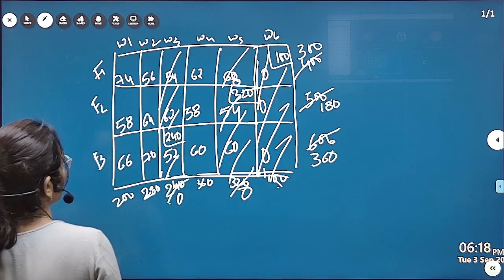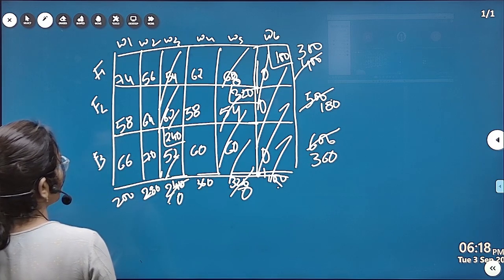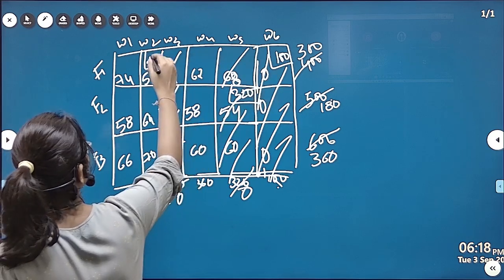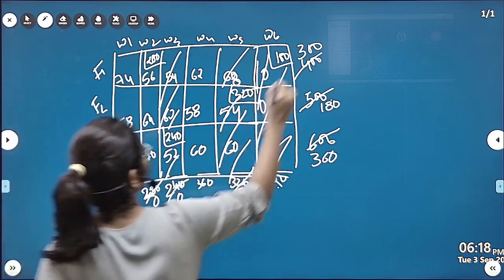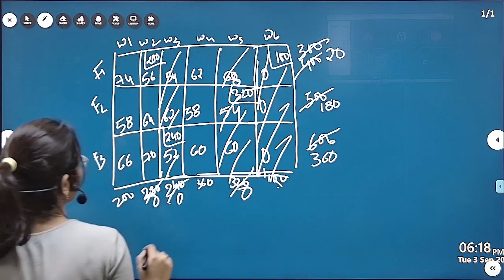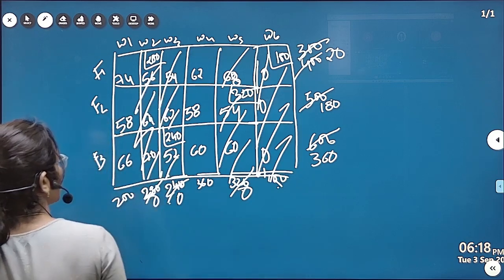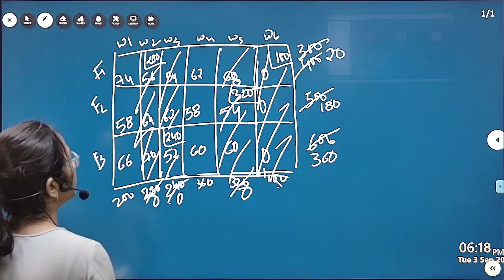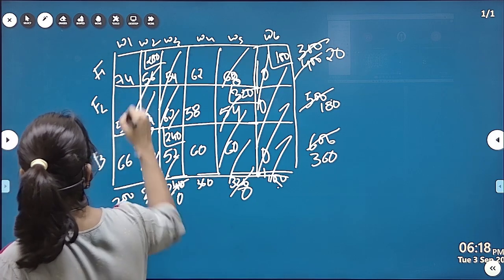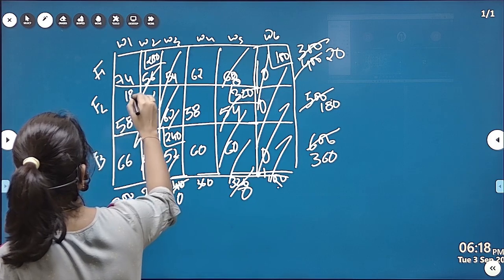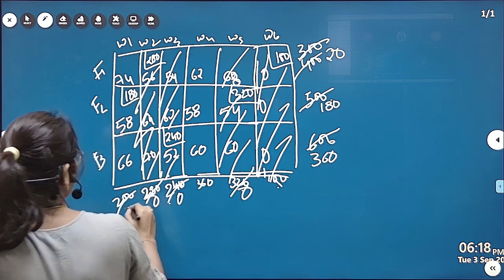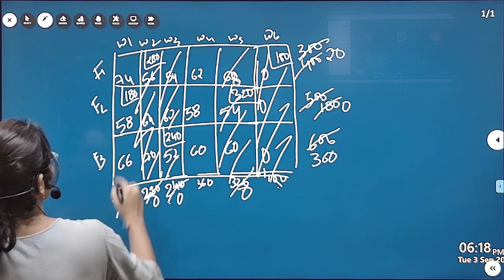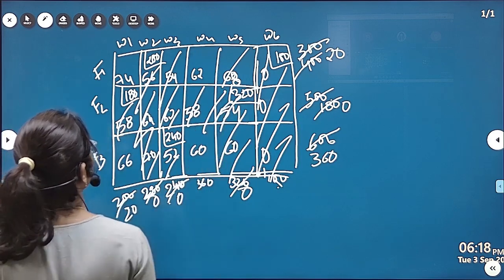Next least cost is 56. We have 300 units, so we can take 280 from 300. Here 20 units remain. So this 200 is satisfied, so cross that. The next least cost is 58. Already we have 200, so we can take 180 units from 200 and get remaining 20. Here this 180 units have been satisfied, so it will be 0. Now cross this row.